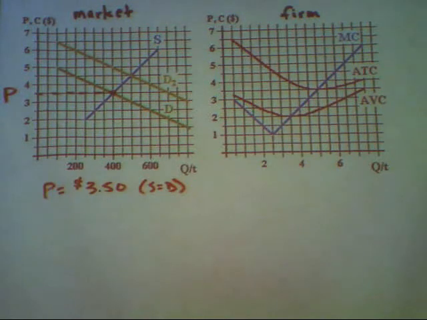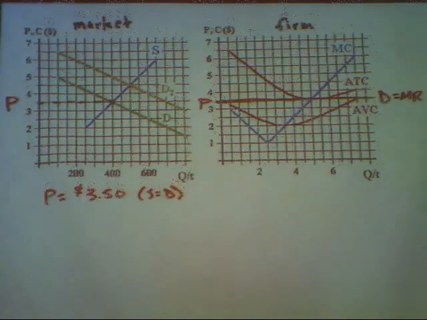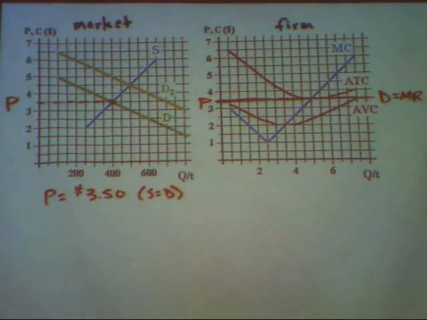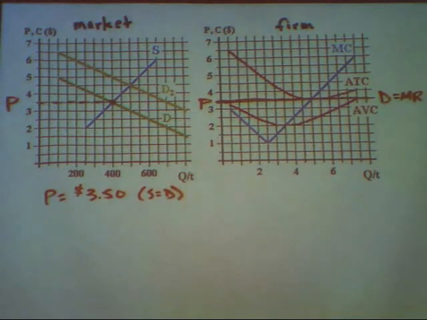Now the firm has to sell at the market price. They have to sell their product at $3.50, since it's a perfectly competitive situation. If they try to charge a higher price, they won't sell any of the product. So for the firm, the demand curve is perfectly elastic at the market price of $3.50. So there's the firm's demand curve, horizontal, perfectly elastic at the market price.